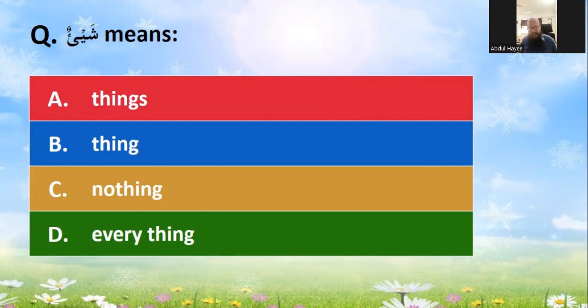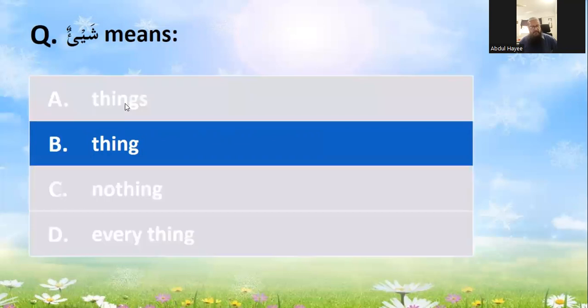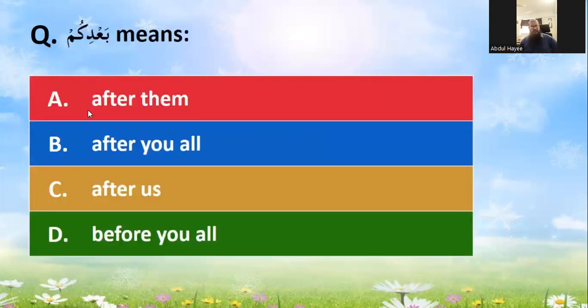Shay'un, things. A, shay'un, things or everything. A is a plural? It is a singular. The plural of shay is ashya. Okay, ashya. That's it. It's a singular. Things, things. B is correct. Thing. Ba'dikum means after them, after you all, after us, before you all.